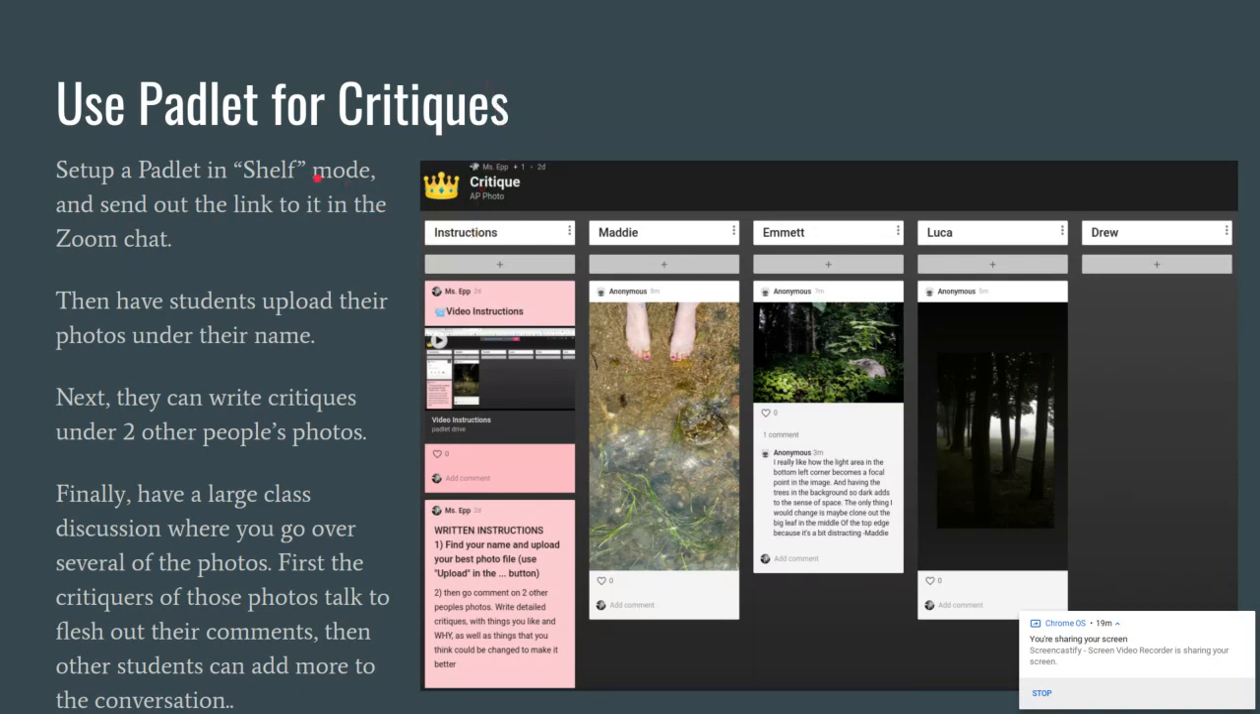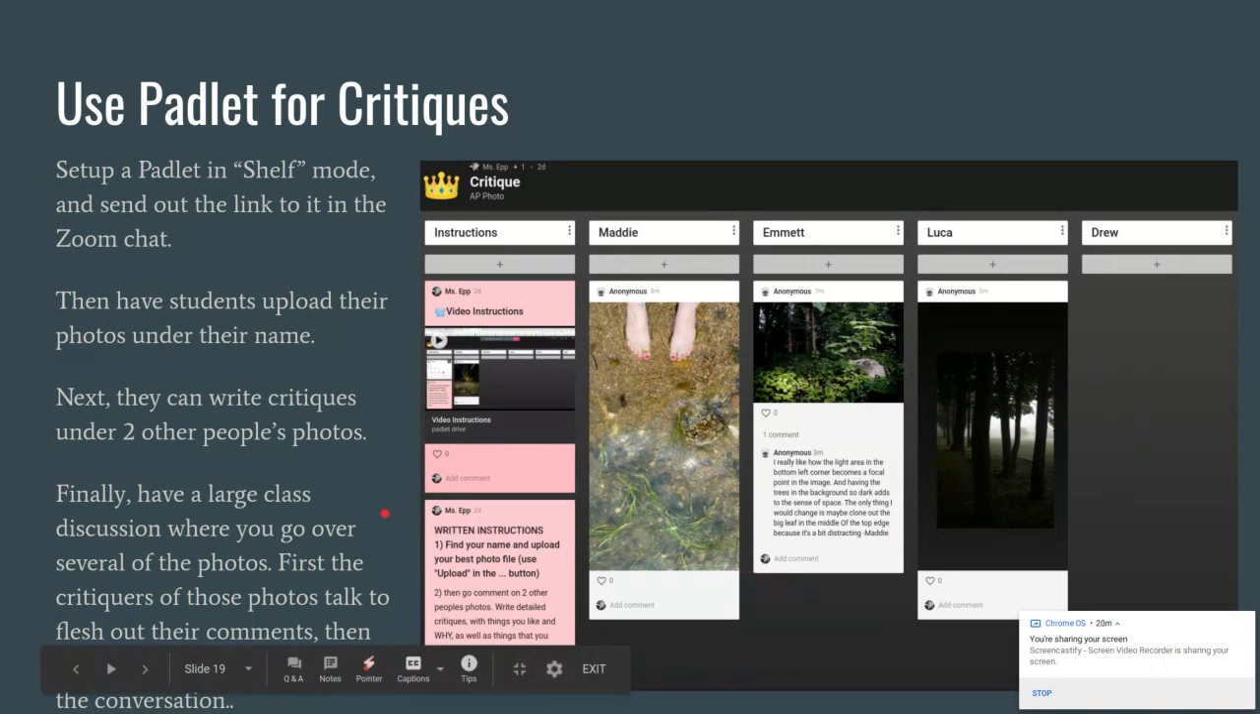You set it up in shelf mode and then you just send out the link to it on Zoom chat. And all they have to do is click on the link and they can be in it. If they have an account, it's nice because their name is attached to it. If they don't, then it shows up anonymous, but then you can just have them sign their name. So here, like Maddie just signed her name right there.